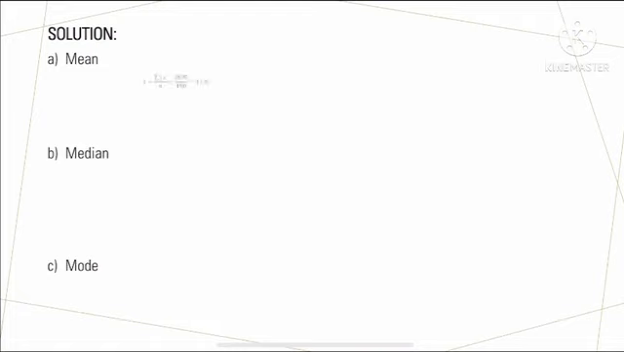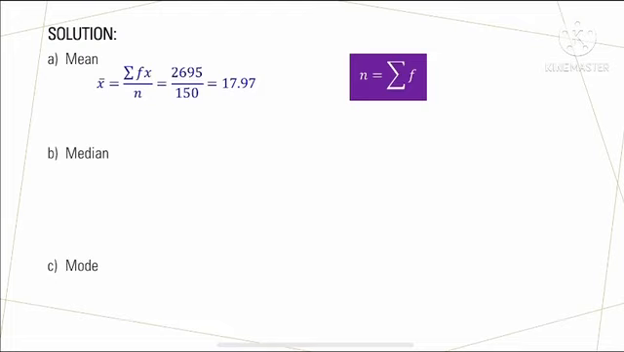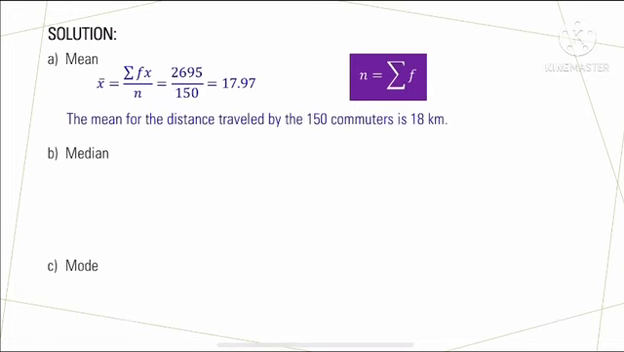Mean is the sum of fx divided by n, where n is equal to the sum of f. Substitute the values from the table and we get 17.97. But since the question wants the answer to the nearest kilometer, the mean is 18 kilometers.